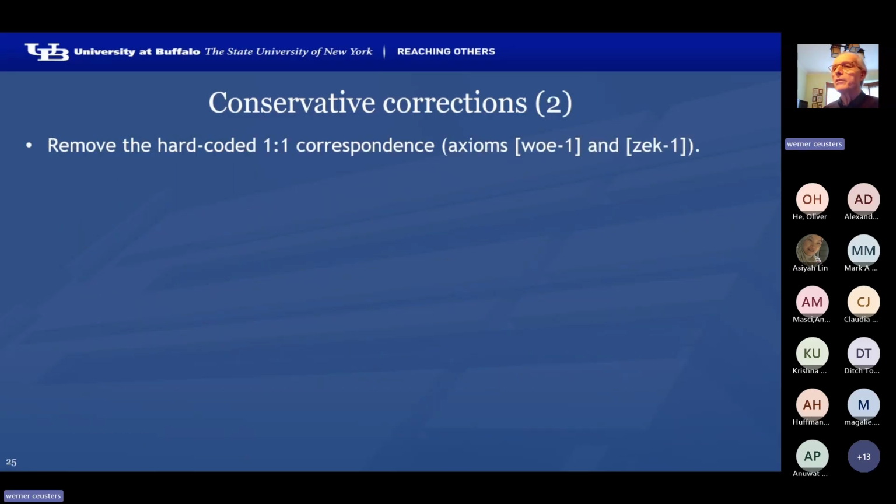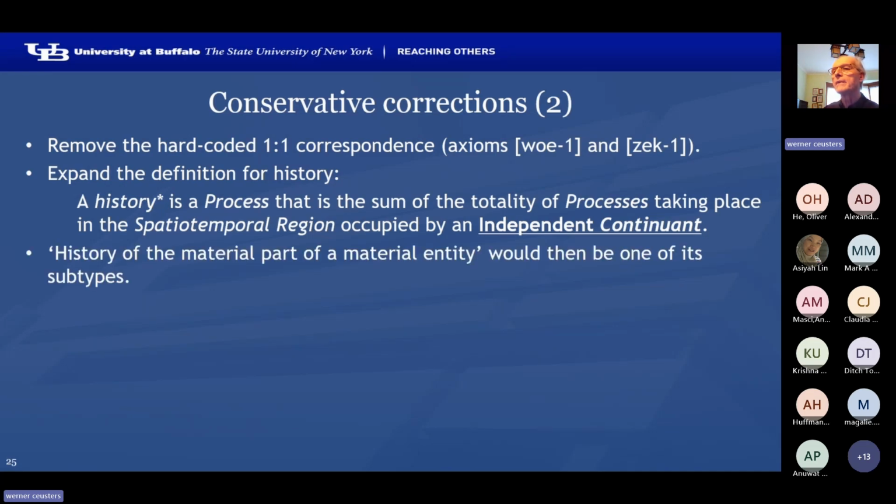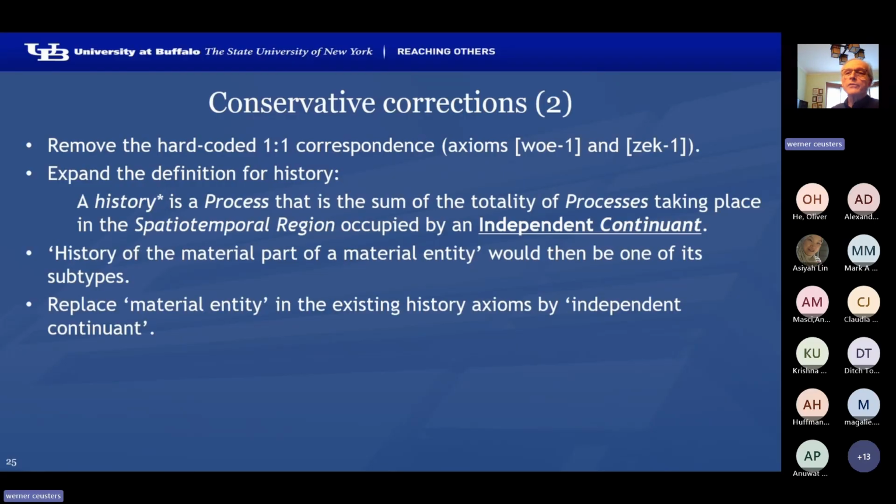Next, remove that hard-coded one-to-one correspondence. If it is only needed for OWL, leave it to the OWL people. Expand the definition of history. We can define, let's call it for the time being, history star, as a process that is the sum of the totality of processes taking place in the spatial-temporal region occupied by an independent continuant. So generalize it a little bit. In that case, what we would call history of the material part of a material entity would be a subtype of it. Of course, we need to replace material entity in the existing history axioms by independent continuant.